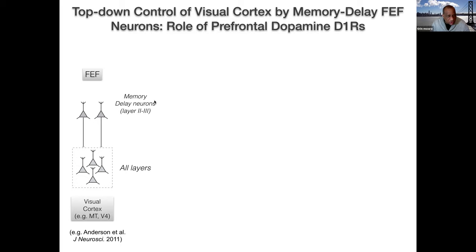So what else do we know about the circuit? Well, we know that these feedback projections, and I say feedback loosely, originate from layers 2-3 in the frontal eye field, which traditionally would suggest that they're feedforward, but I won't get into that.